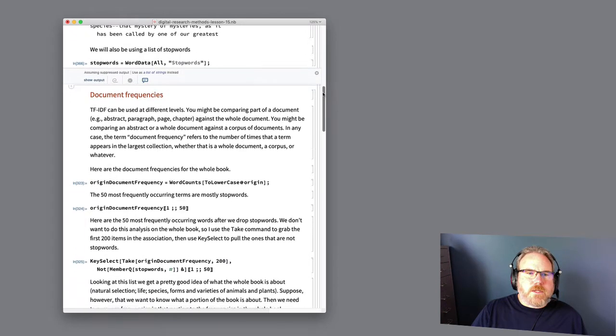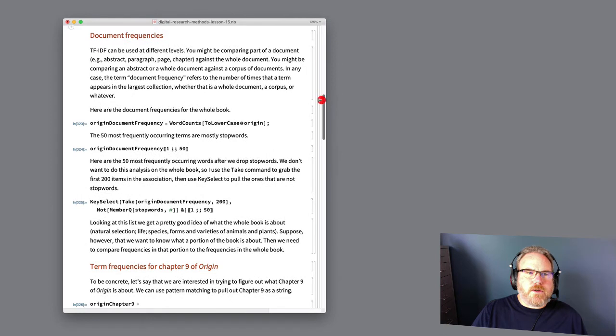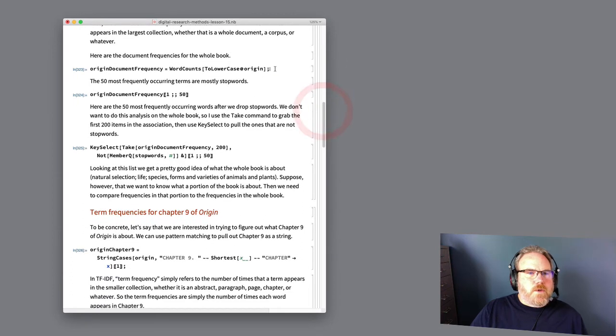Now TF-IDF can be used at different levels. So for example, you could compare part of a document with the whole document. That's what we're going to be doing in this example. Or you could compare one document with other documents, which is quite similar to what we're doing here. In any case, the term document frequency refers to the number of times that a term appears in the largest collection, and in this case that's the number of times that a term appears in the whole book. We can use word counts on lowercase words to get the document frequency for the whole book.